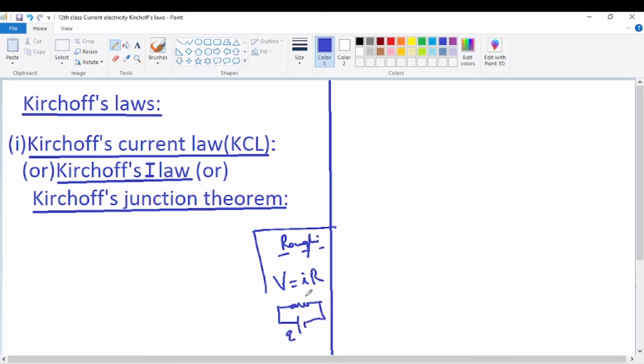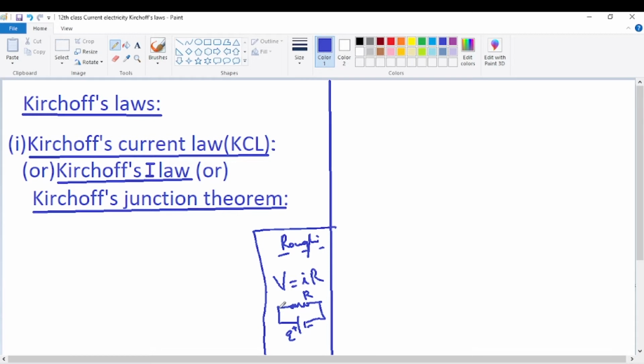So this is a simple circuit. EMF of the battery is E. So in such cases of very simple circuits like a single loop circuit, Ohm's law can be very easily applied. Now supposing it's a more complicated circuit. So for example, here it's not a single loop.